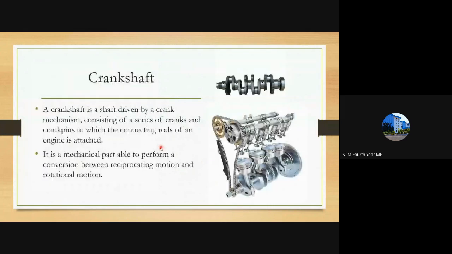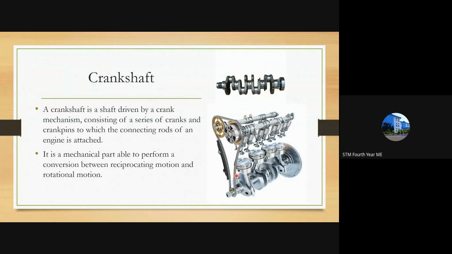Then the next part is the crankshaft. So from the connecting rod, it comes to the crankshaft. So you can see here the piston, the connecting rod, and then this is the crankshaft. Okay, this is the crankshaft. So what is the purpose of the crankshaft?